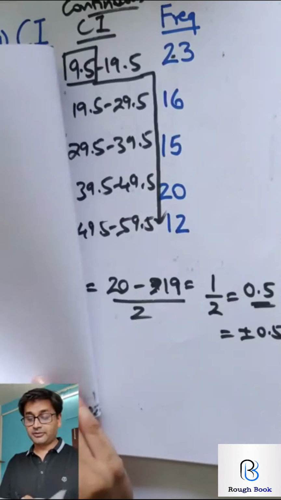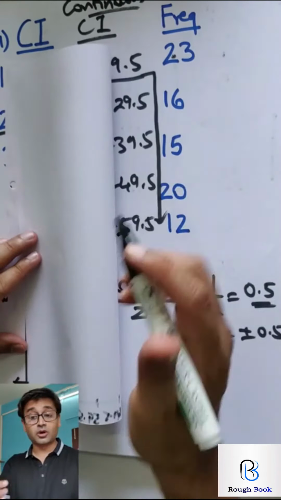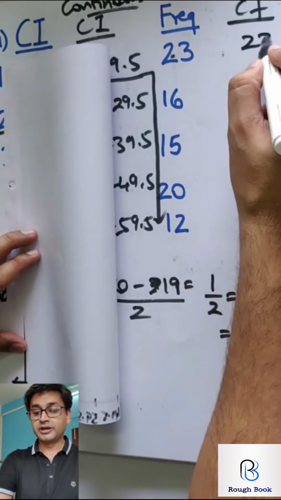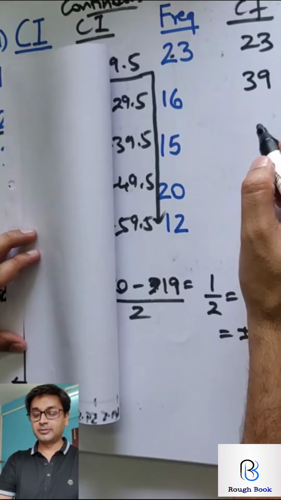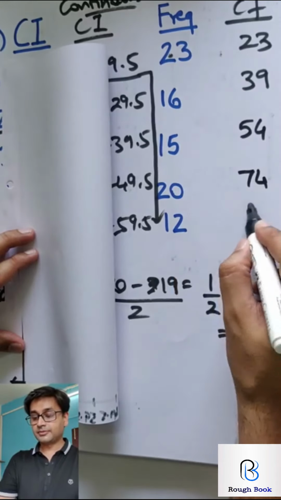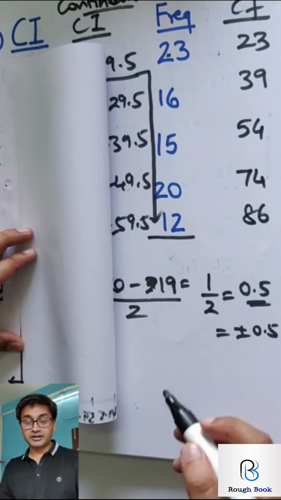Alright. How to calibrate the y? So maximum that, oh, we forgot the cumulative frequency column. So you need to have your cumulative frequency first. So 23, add 39, 39 plus 15, 49, 54, 74 and 86. Is that clear? Let's check whether we have done it correctly or not.